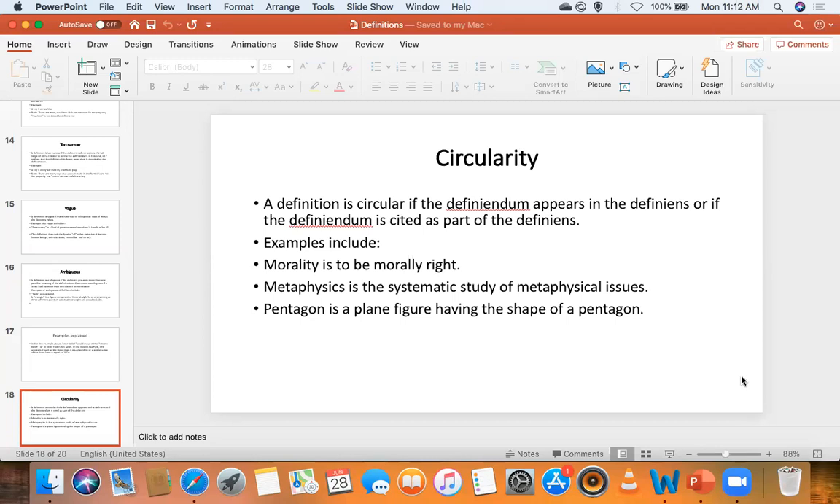You just gave the term back to the person. Or metaphysics is a study of metaphysical issues. Or pentagon is a plane figure having the shape of a pentagon. So these are circular definitions. They recycle the word to be defined as the definition of the word.